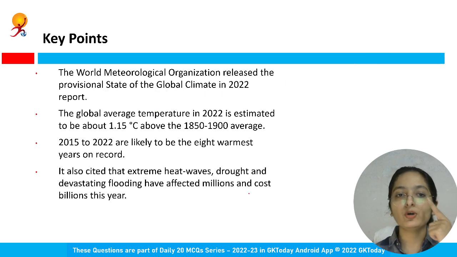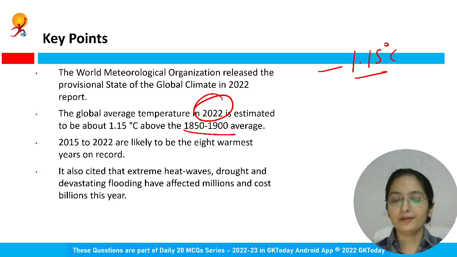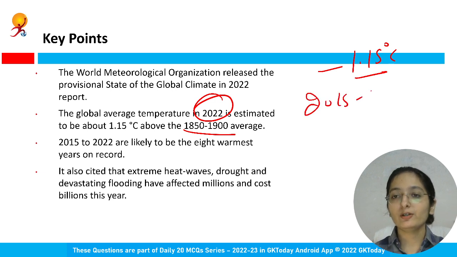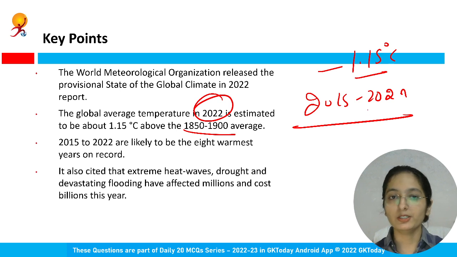As per this report, the global average temperature in 2022 is estimated to be about 1.15 degrees Celsius above the pre-industrial levels, the 1850 to 1900 average. And 2015 to 2022, these 8 years are the 8 warmest years on record. Extreme heat waves, drought, and floods have affected millions and cost billions this year.